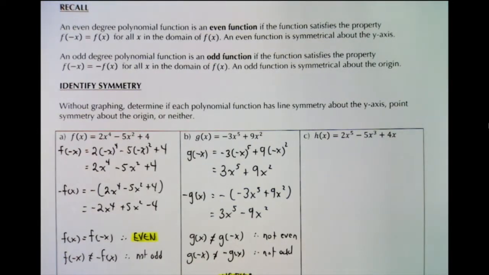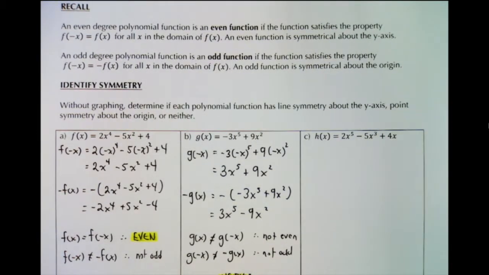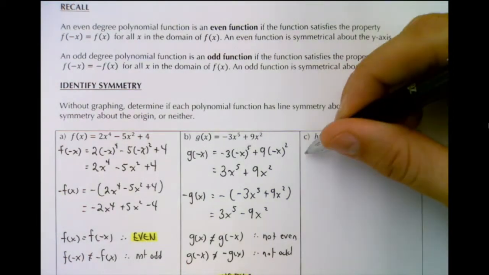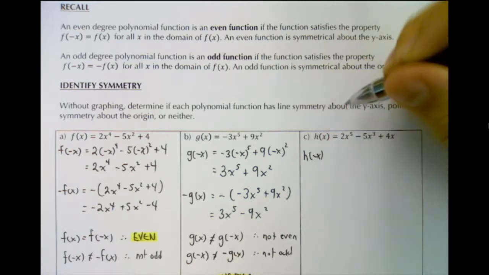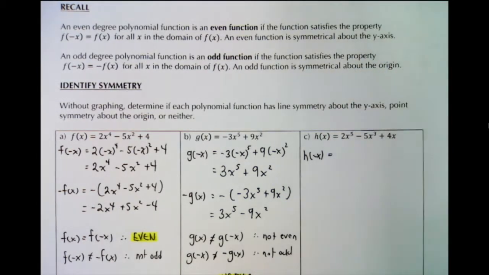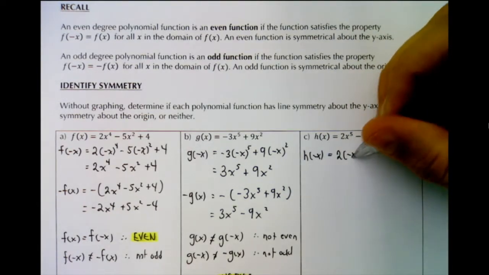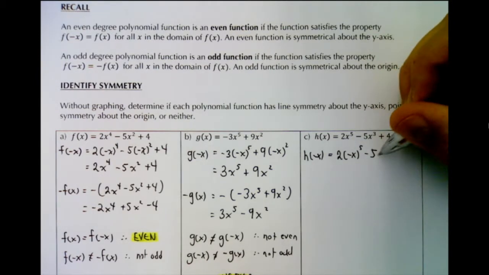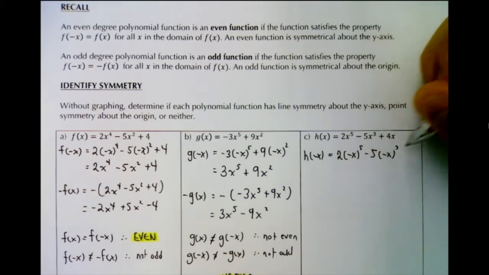One more, and then we'll draw some conclusions here. H of x. To test for even symmetry, we need h at negative x. So we're going to replace x with negative x. So we get 2 times negative x to the exponent 5 minus 5 times negative x to the exponent 3 plus 4 times negative x.